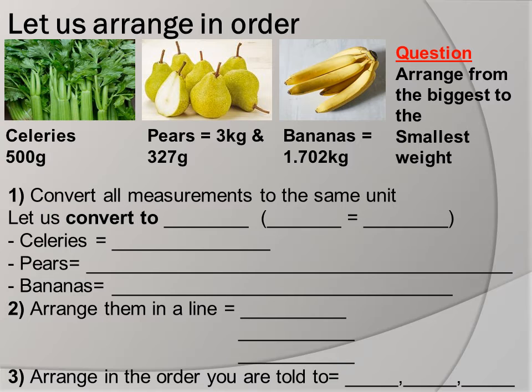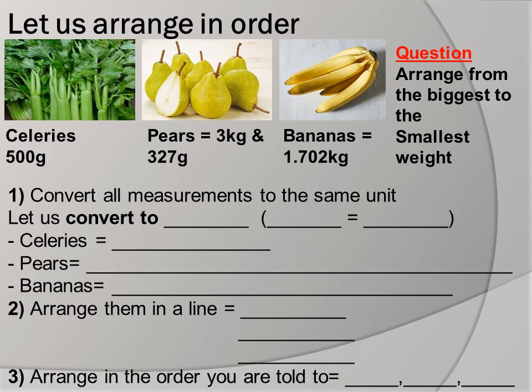When you have gotten your answers, arrange them in a line, and then you can order as you are told to. You're told to arrange from biggest to smallest weights. So which is the smallest? Is it the celeries? Is it the pears? Is it the bananas? Now you will write this. I know you are solving it already. Yes, I expect you to be doing that. I want you to take a picture of it, send it to me on Class Dojo, and I'll tell you if you did all correctly. I'm sure you will definitely do all correctly. So send me your answers.